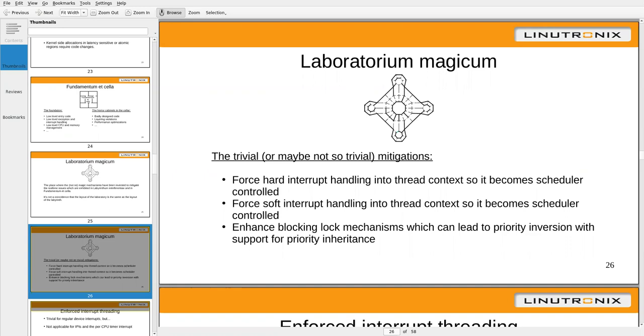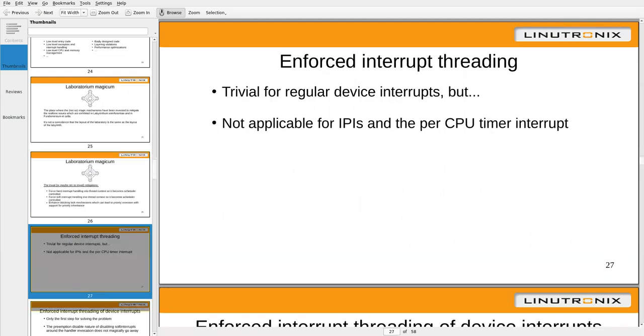We force hard interrupt handling into thread context, so it becomes scheduler controlled. We do the same with soft interrupt. And we enhance blocking lock mechanisms, which can lead to priority inversions with support for priority or deadline inheritance. Easy one, or not. So enforced interrupt threading, the infrastructure for that is readily available in the mainline kernel already. It's trivial for device interrupts, but it's not applicable for interprocessor interrupts and the CPU timer interrupts. So there's limitation to what it can solve.